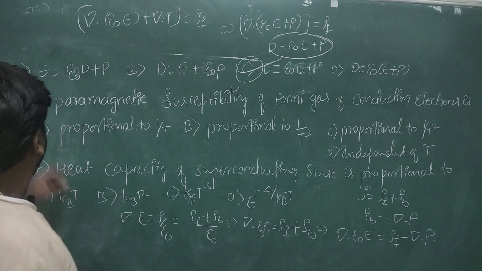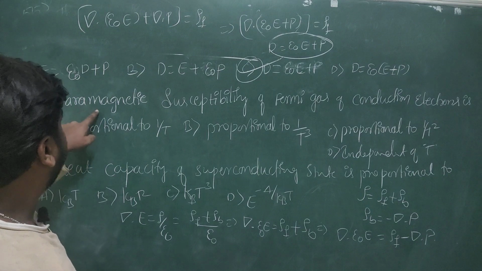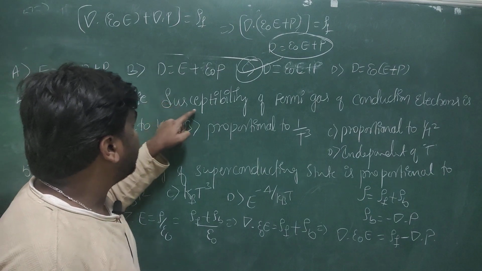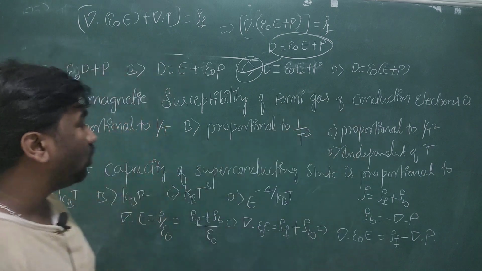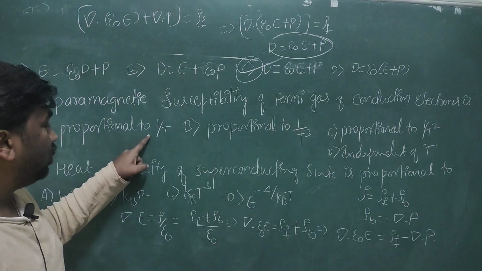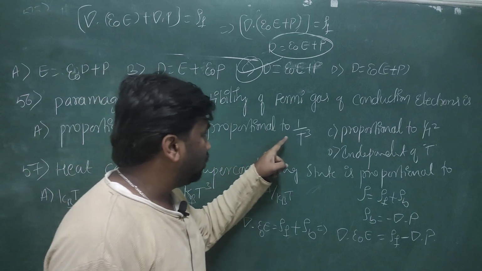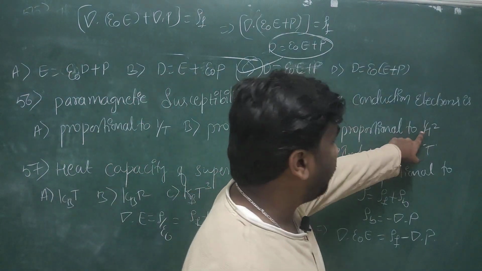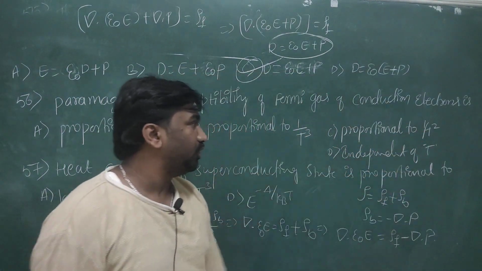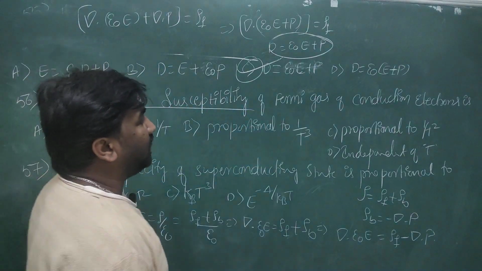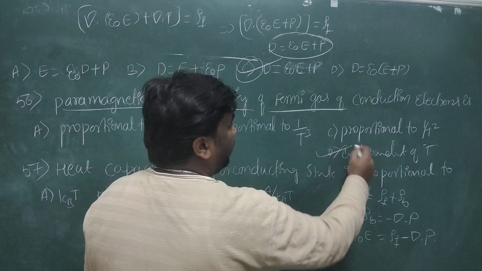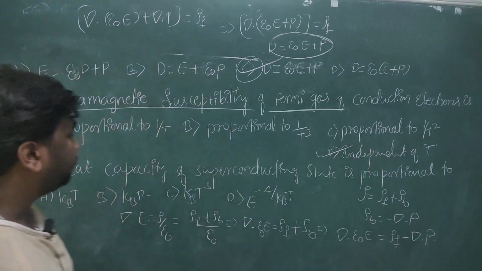Next, question number 56. Paramagnetic susceptibility of Fermi gas of conduction electron is proportional to 1 by T, proportional to 1 by T cube, proportional to 1 by T square, and independent of T. So, paramagnetic susceptibility for a Fermi gas is independent of temperature.